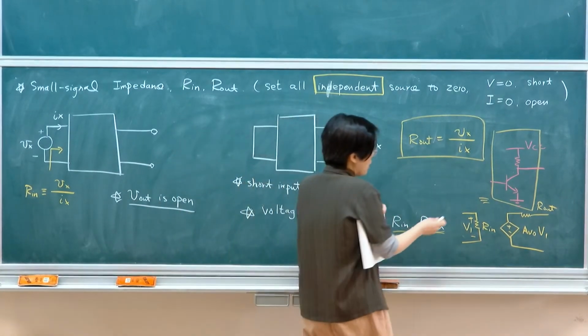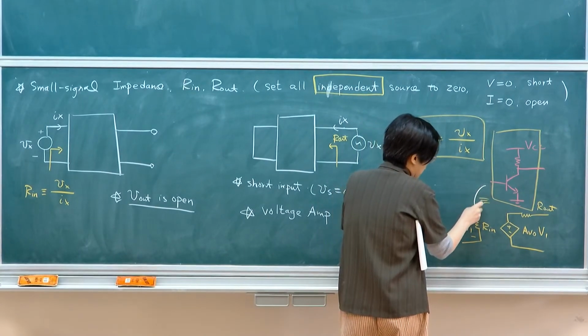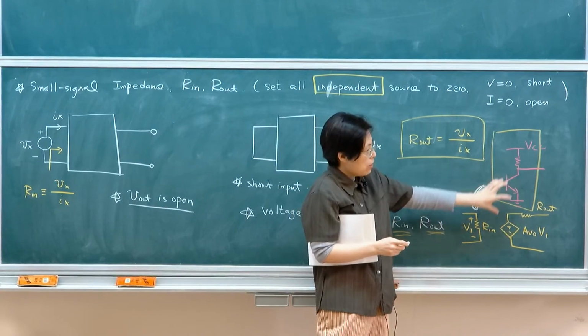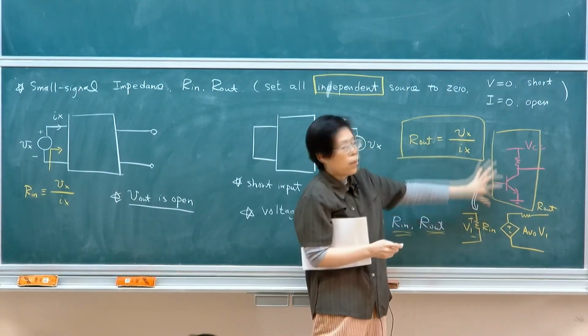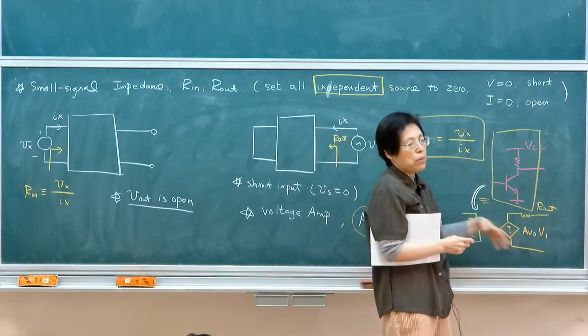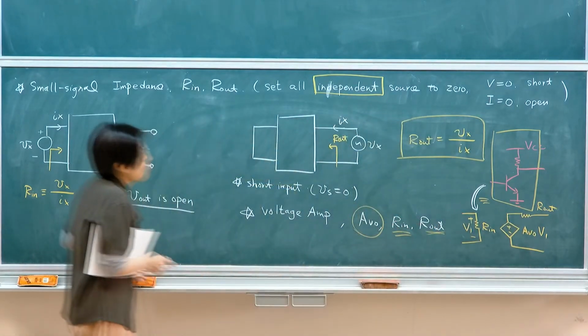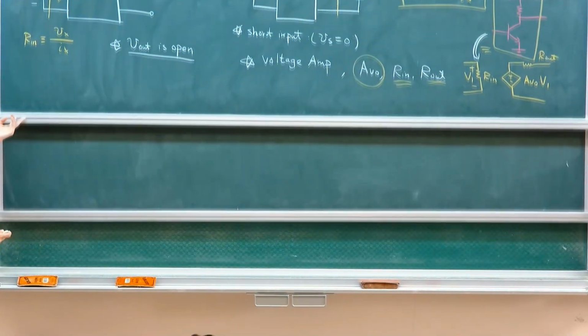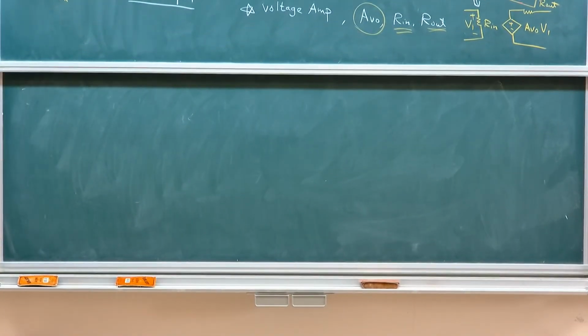So what we're going to do for this lecture, or at least for this week, is from this to this. How does one translate these two? And how does one find this input and output resistance behavior? And of course, voltage gain. Okay? Good. So that's the main target of this circuit.